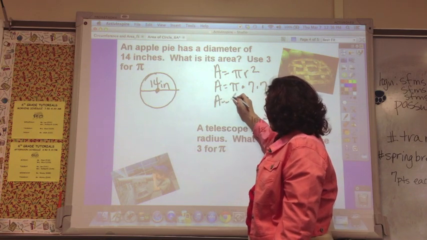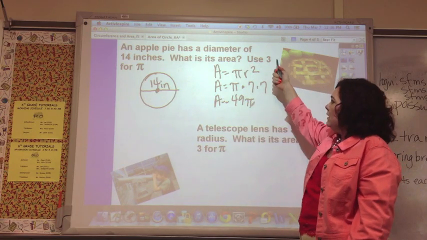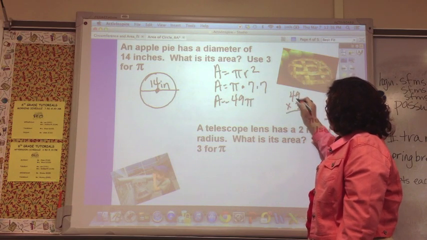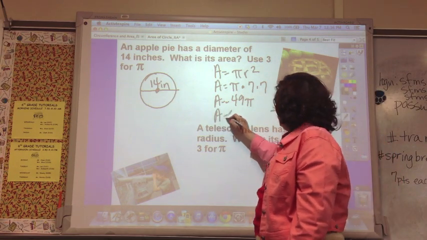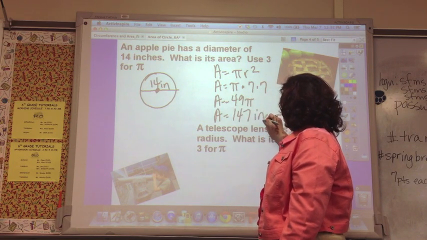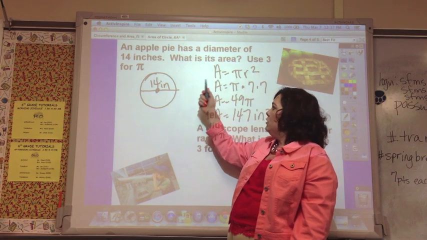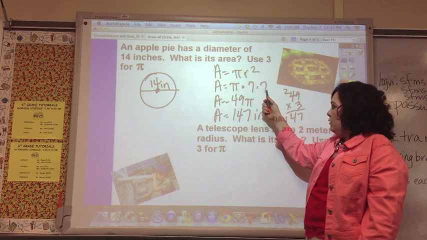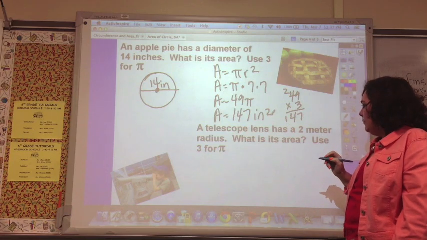And so area equals 49 pi, and I need to go ahead and work it out because it says to use 3 for pi. So 49 times 3 is 147. So area equals 147, and it's inches squared. So make sure and draw the picture. Make sure that you're finding the radius, not the diameter, and that you're doing it twice and then multiplying it out. A telescope lens has a 2-meter radius.